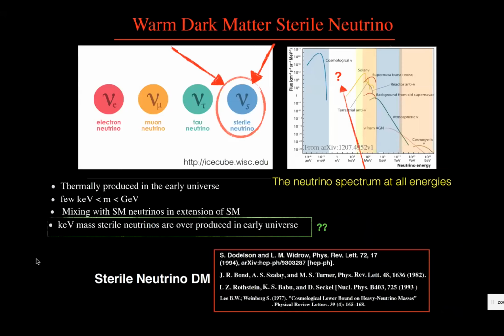And they can mix with the standard model neutrinos, and they have been studied so far by many authors. And the point is, these keV mass sterile neutrinos are overproduced in the early universe, an issue which I will come back to in the future. Another point is, as you can see in the neutrino spectrum in the plot at the top right, there is a missing part in the spectrum of the neutrinos. So it can be a hint of a new generation of neutrinos, which is sterile neutrinos.